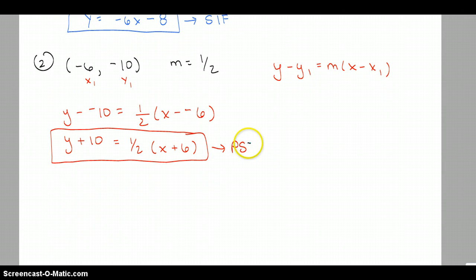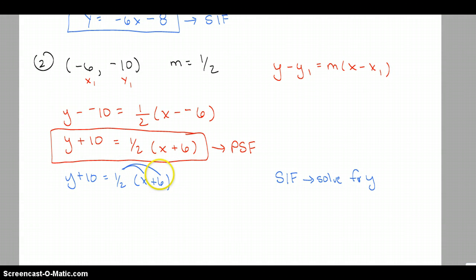So that's all set. And now we need to get it into slope-intercept form. To get it into slope-intercept form, you're going to solve for y again. So we're going to take this equation, y plus 10 equals 1/2 times x plus 6, and we're going to distribute the 1/2. So we have y plus 10 equals 1/2 x plus half of 6, which is 3.